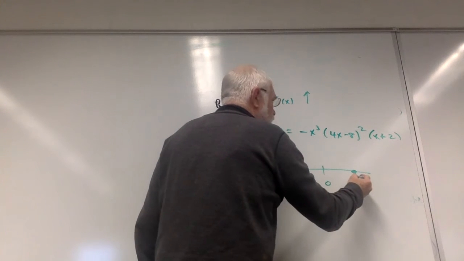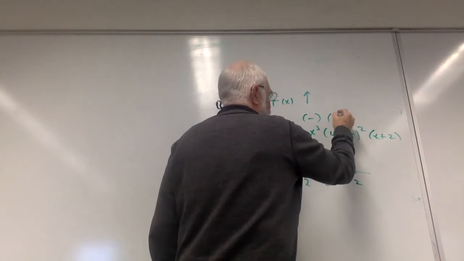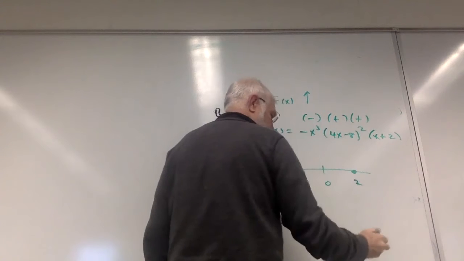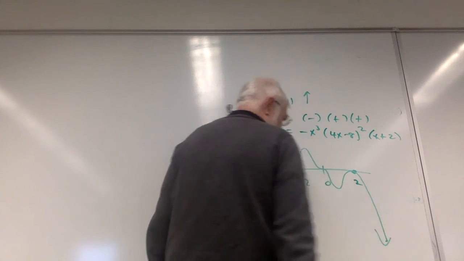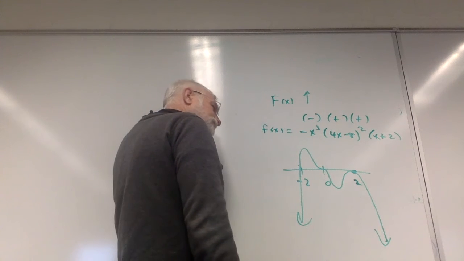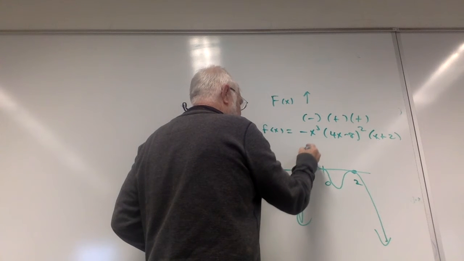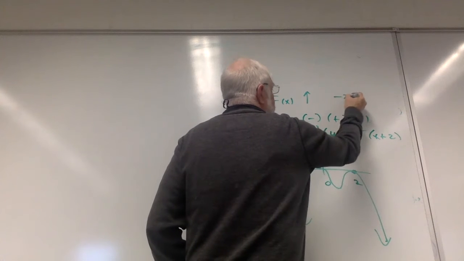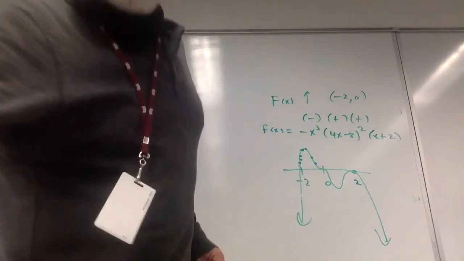Well, let me put a number bigger than 2 in here. Let's put 1,000,000 in here. Well, that's negative. 1,000,000 squared is positive. 1,000,000 plus 2 is positive. It looks like I get a negative result when I get a number bigger than 2. So I guess it looks like this. That's what the curve looks like. When am I positive? I guess between -2 and 0. That's the interval where big F is increasing.